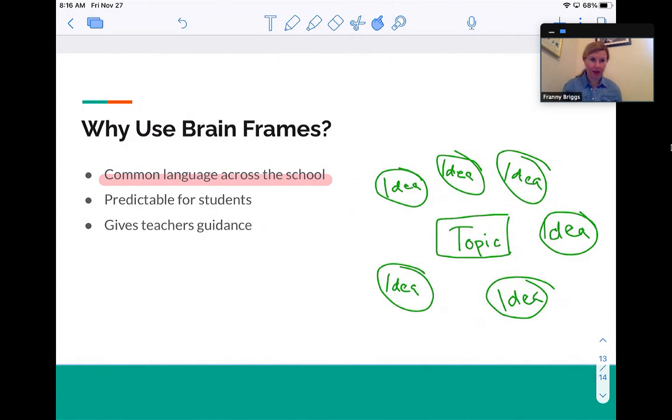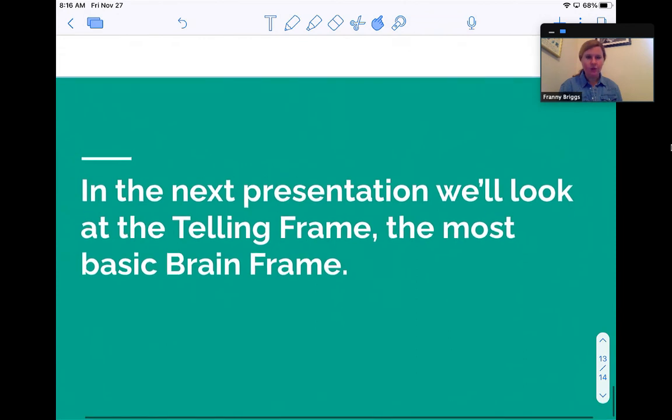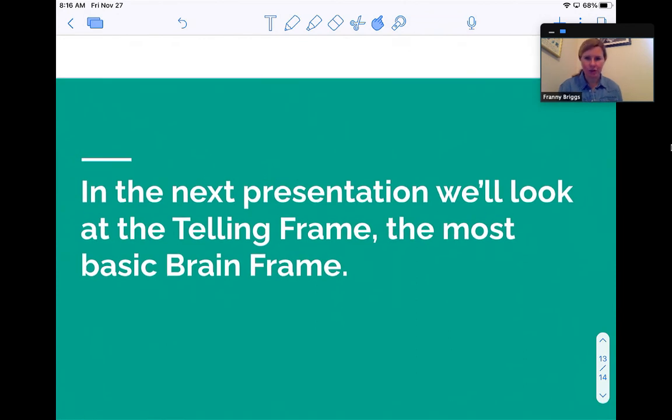And I will say, I have seen tons of use of brain frames at Kopila over the years. I have seen it across the grade levels, where it's like, okay, we did this in class 1 and now we're going to do it in class 2. It's the same thing. And it really makes a big difference for kids. So that's the end of this introduction.